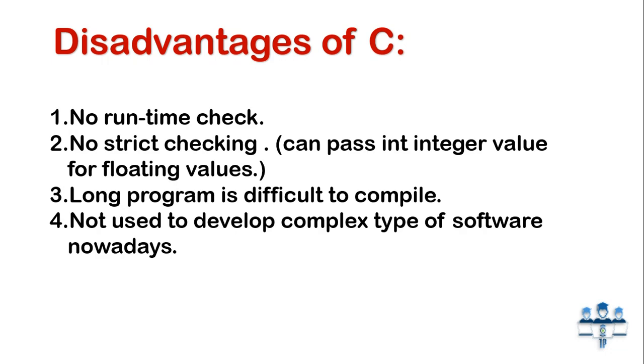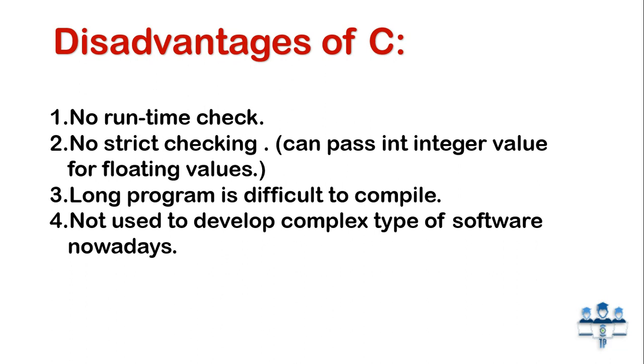Similarly, we also have certain disadvantages. That's why different other languages were developed after C. If C had no disadvantages, then no other programming language would have been developed. So, what are the disadvantages that made people create new programming languages? We have different types of modern, high-level programming languages. Why were they created? The first disadvantage is that it has no runtime check.